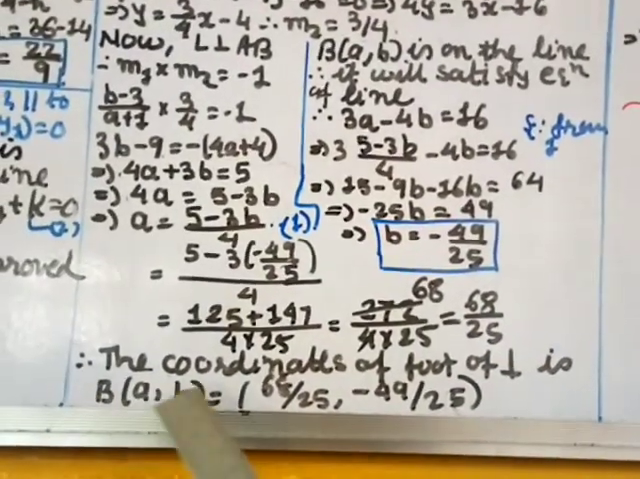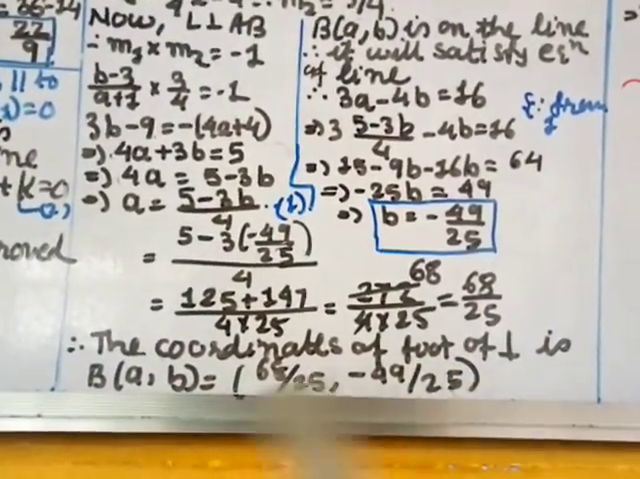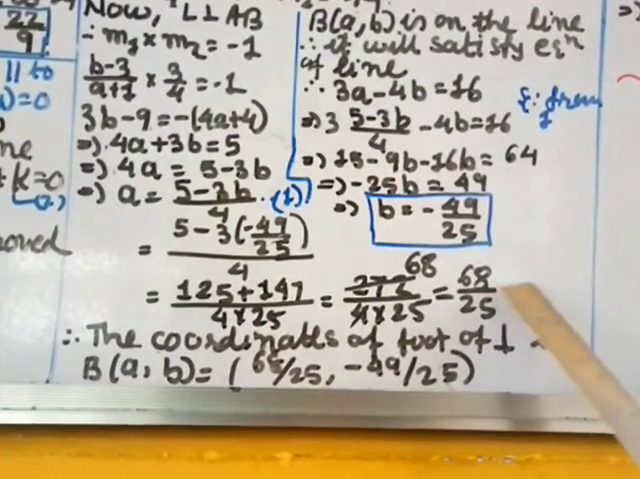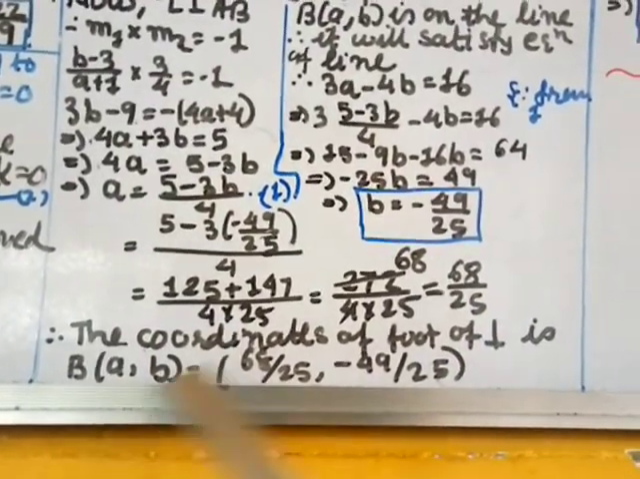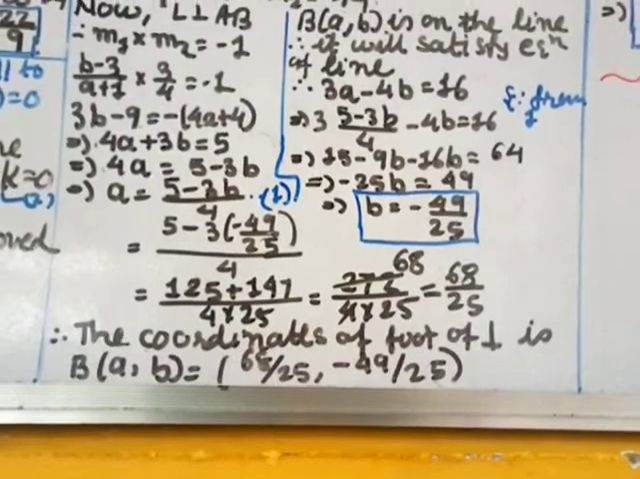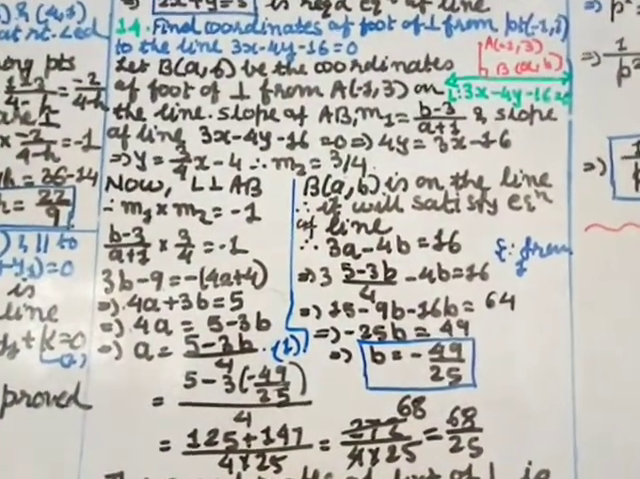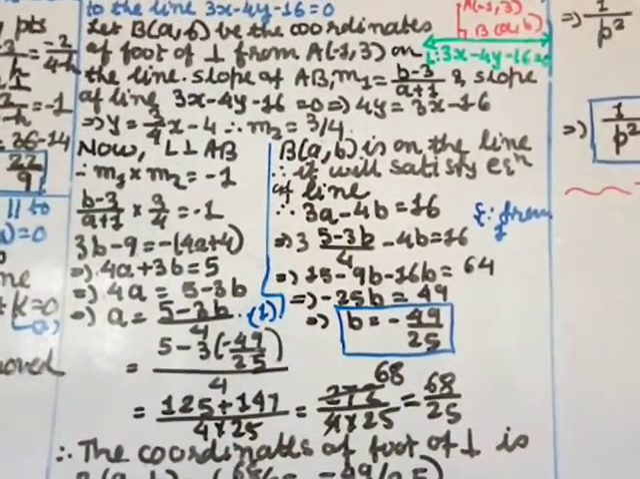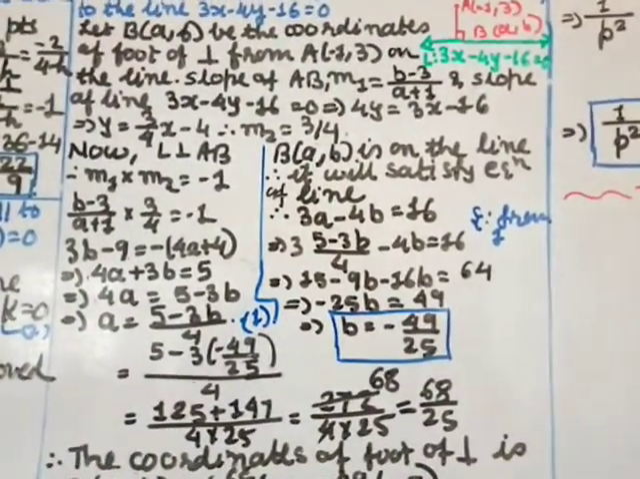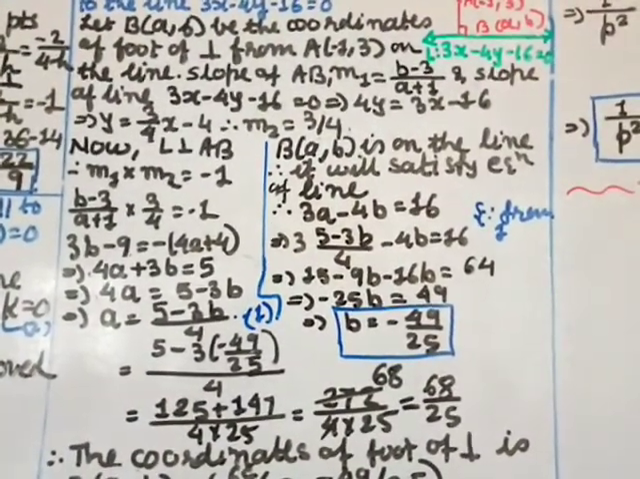So therefore the coordinate of the foot of the perpendicular is (a, b). The a value is 68 by 25 and the b value is minus 49 by 25. So that is the coordinate of the foot of the perpendicular from the point (1, minus 1, 3).